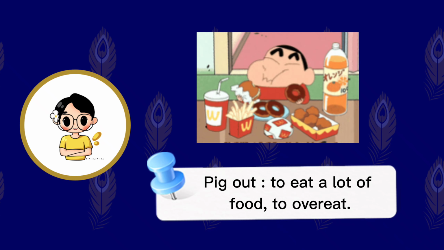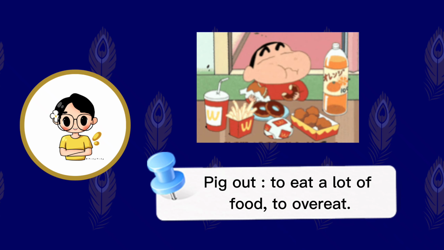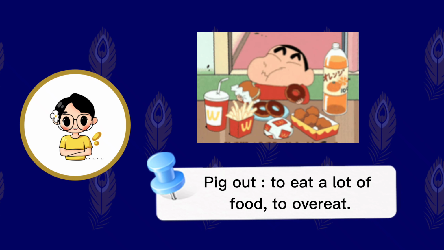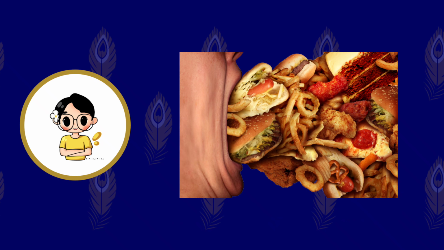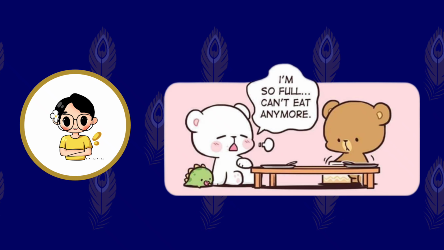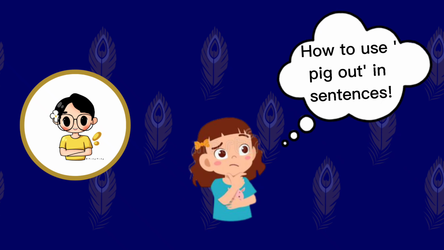The phrasal verb is used when someone eats a lot or too much of something, especially unhealthy food. It gives the idea of eating in excess and you can't eat any more food. Sometimes you feel sick after you pig out. So now you know the meaning of "pig out". So let's see how you can use "pig out" in sentences.